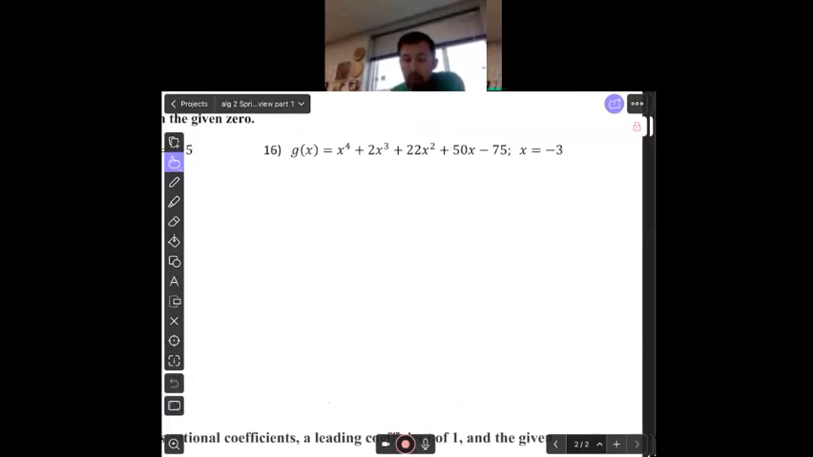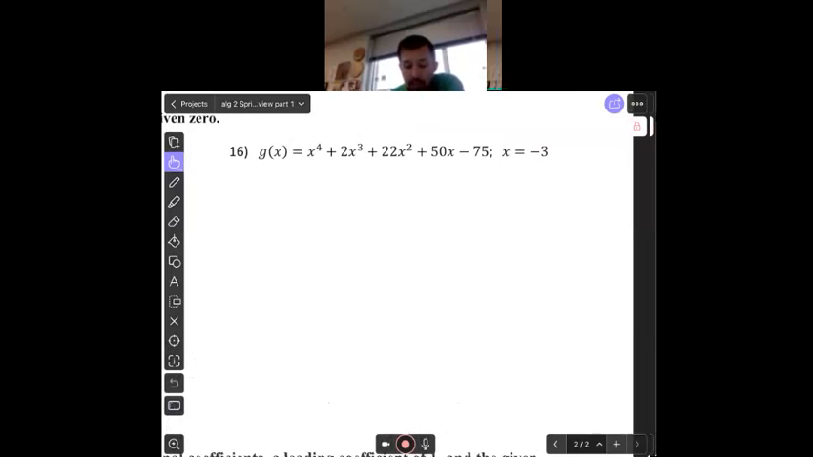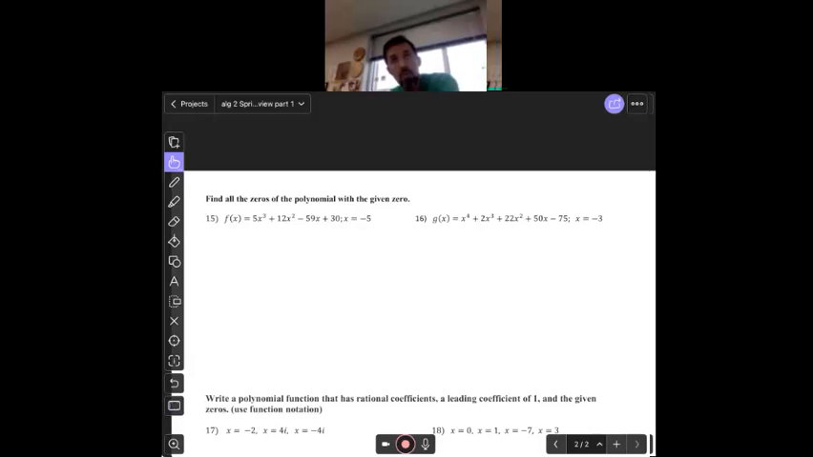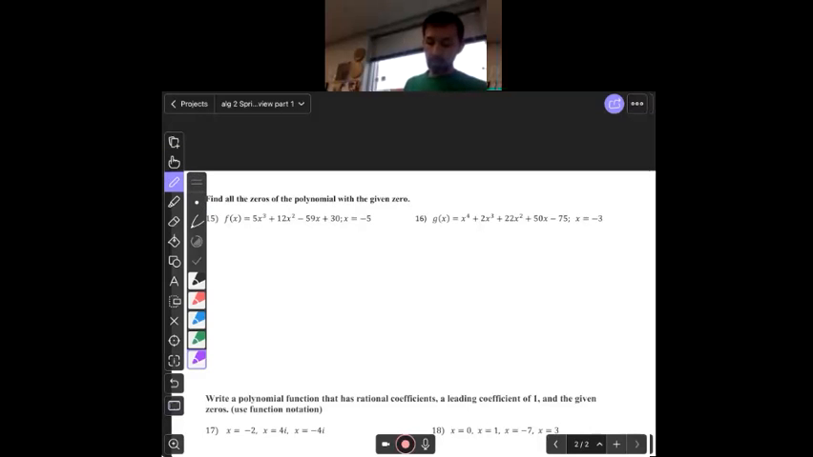We'll look at 16. So we're being asked to find the zeros of the polynomial given the zeros. Back when we were doing this, zeros is a word for solutions, which is a word for x-intercepts, which is a word for roots. So a zero is the same thing as a solution. So find the solution.